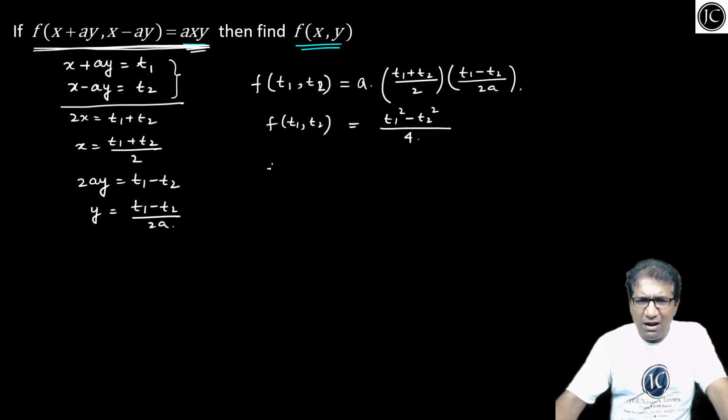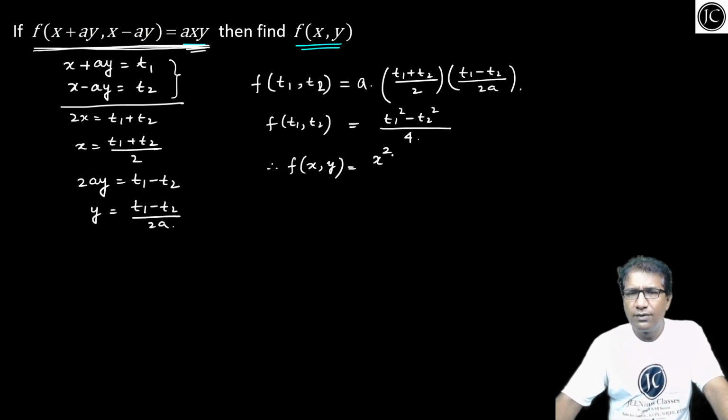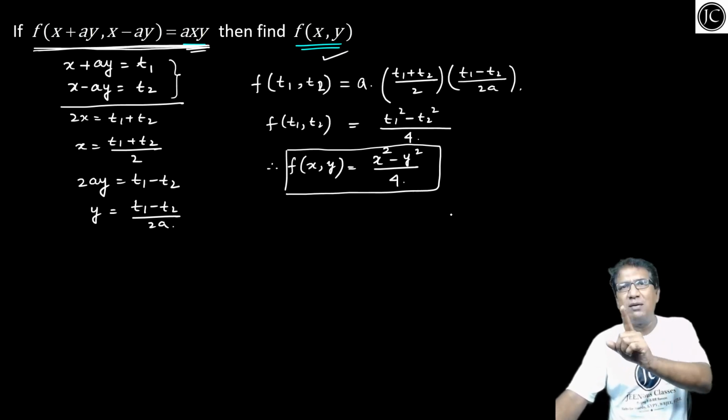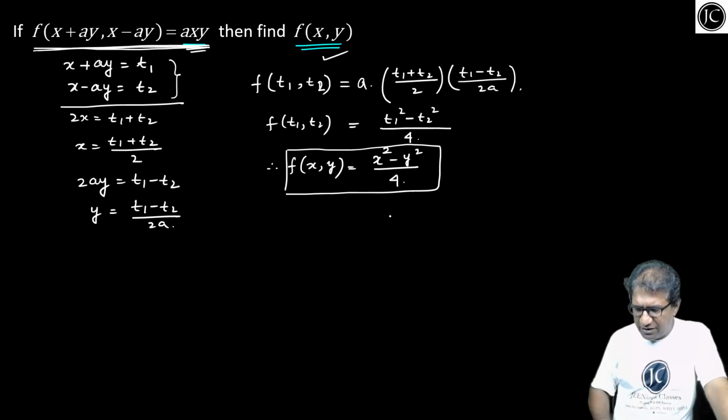Okay, so from here we can write f of x comma y equals to (x square minus y square) divided by 4. And that's exactly what they want. They want f of xy. Here f of xy is (x square minus y square) divided by 4. Very good. Let us move for the next problem.